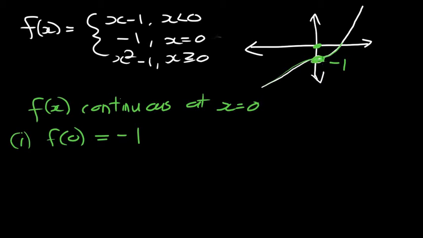This y value is -1 there. You can also see it there where x is 0, the y value is -1. Now the second test we need to do is to say that the limit of f(x) as x tends to 0 must exist.